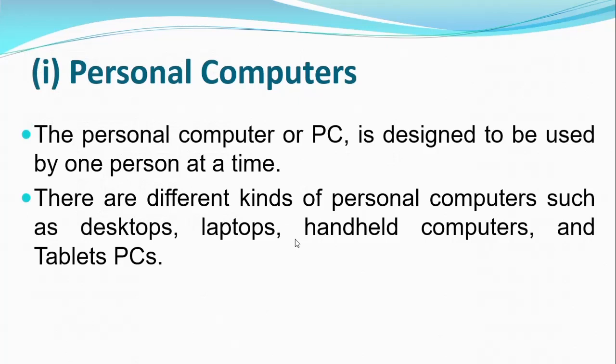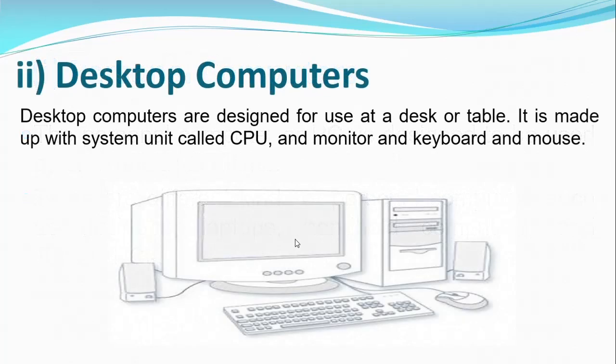Personal computers. The personal computer or PC is designed to be used by one person at a time. There are different kinds of personal computers such as desktops, laptops, handheld computers, and tablet PCs. 2. Desktop computers. Desktop computers are designed for use at a desk or table. They are typically larger and more powerful than other types of personal computers.